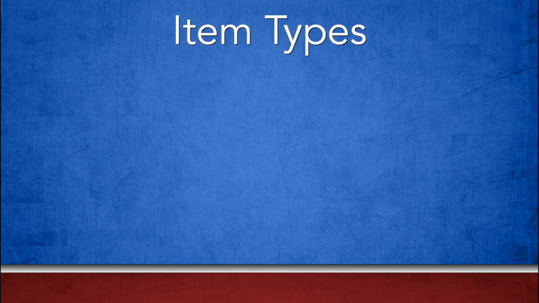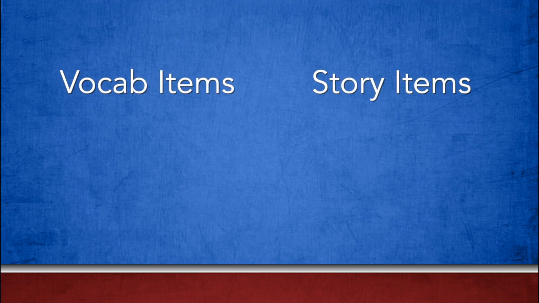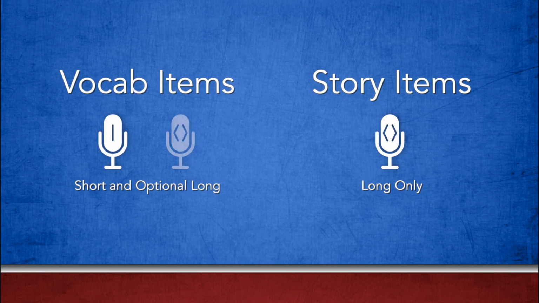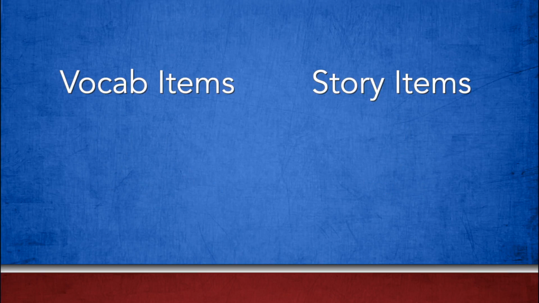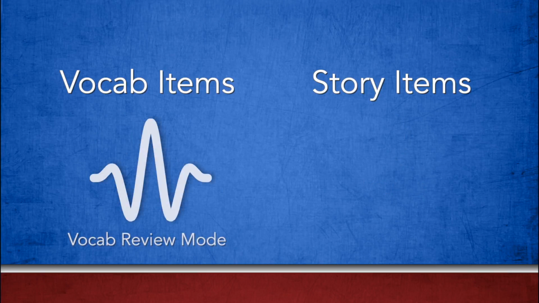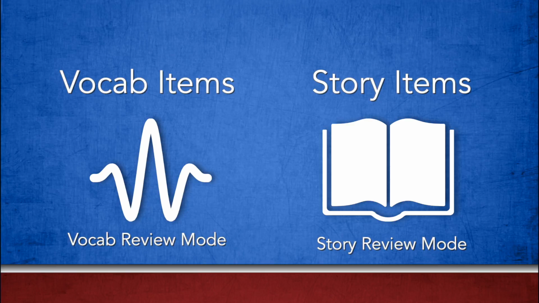These two recording buttons mean that there are two types of items in Mesha: vocab items and story items. The story items just have a long recording. Vocab items need to have a short recording, but you can also have an optional long recording for examples and explanations. You review these two types of items in two different ways, in vocab review mode and story review mode.